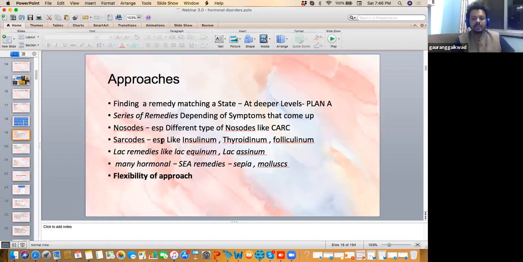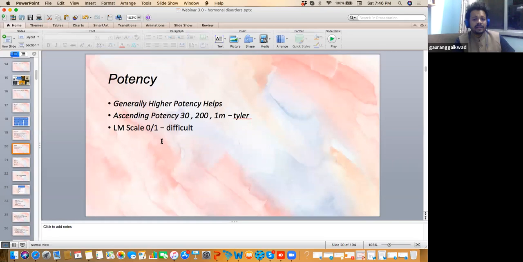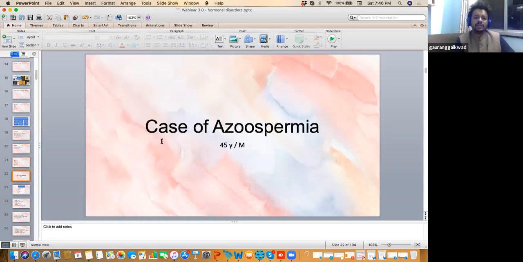So this is the thing that I use. And I think it'll be interesting for me to straight away start with a very interesting case. This is a case of azoospermia. And like I told, I see many, many cases of azoospermia, infertility, polycystic ovarian disease, thyroid cases with beautiful, beautiful results.